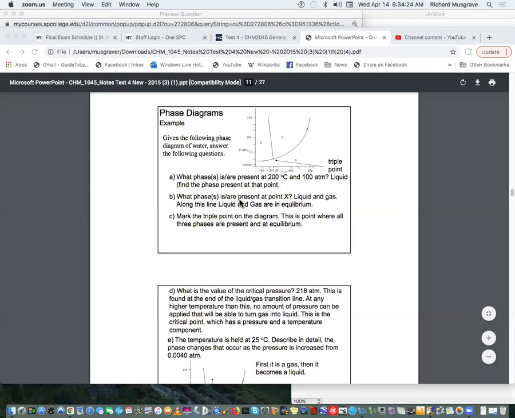What phases are present at point X? Well, point X is over here on the liquid-gas line. So it would have the equilibrium between liquid and gas. If you were looking at something that had that temperature and that pressure, you'd see a mixture of liquid and gas in the container. The triple point is where all three phases are in equilibrium with each other at the same time. This is where the two lines join together. Solid, liquid, and gas will all be present at the same time at this particular pressure and temperature value. Does anybody have any questions so far?